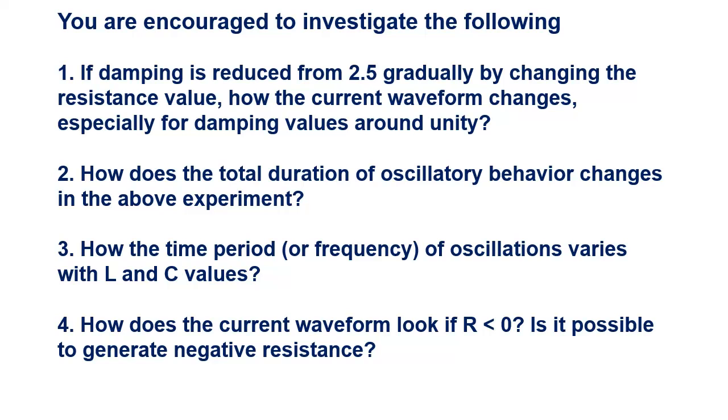How does the time period, or frequency, of oscillations vary with L and C values? How does the current waveform look if R is less than 0? Is it possible to generate negative resistance?